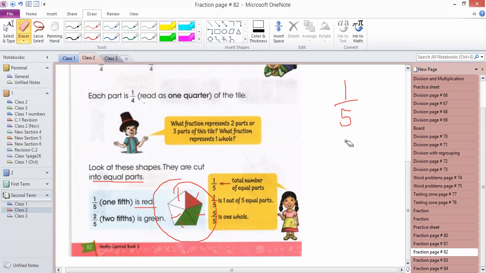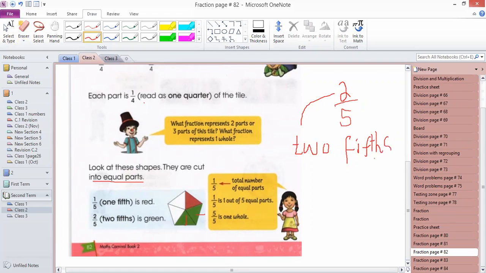Okay. If I ask you to write the fraction for green, there are 2 green parts out of 5 equal parts. 2 are green. How will you read it? 2 as a cardinal number will be two, and 5 as an ordinal number, 5th position. 2/5. So you will read it as two fifths. That 2/5 of this shape is green.